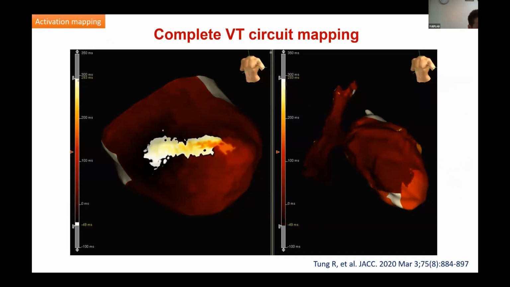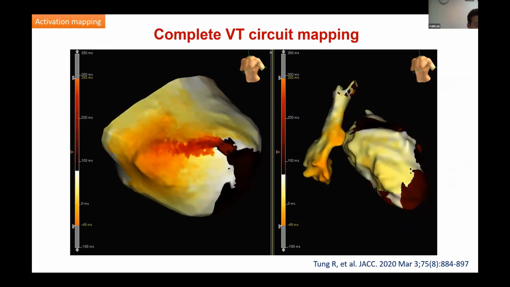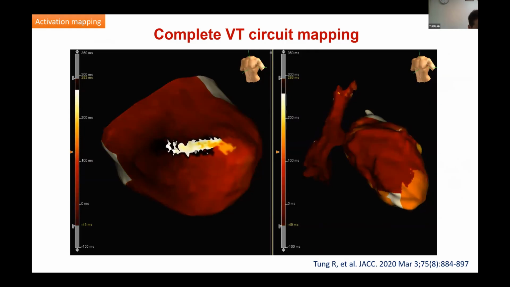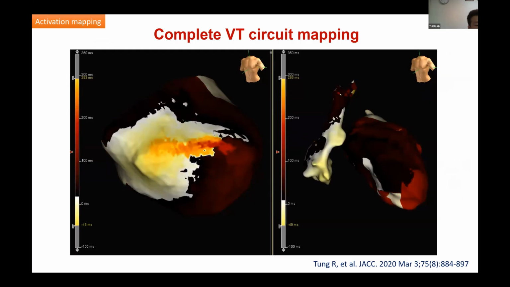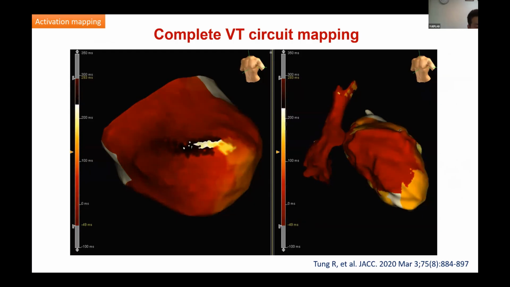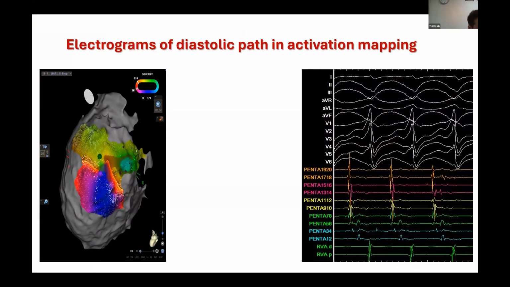This is the same study we published a long time ago. We always try to search for the VT that looks like this, because it is a very easy epicardial two-dimensional architecture. Okay, so we move to the electrogram part.